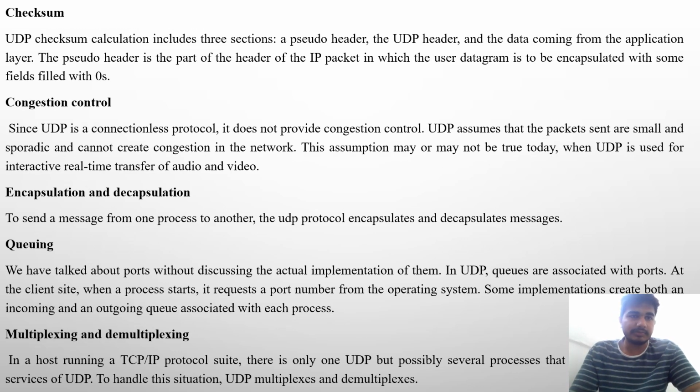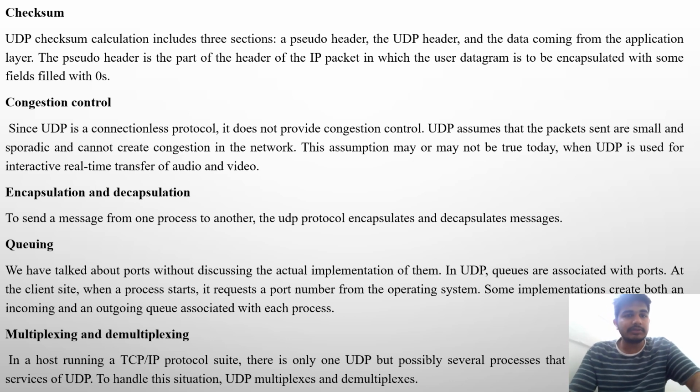In the checksum, UDP checksum calculation includes three sections: the pseudo header, the UDP header, and the data coming from the application layer. The pseudo header is the part of the header of the IP packet in which the user datagram is to be encapsulated, with some fields filled with zeros.